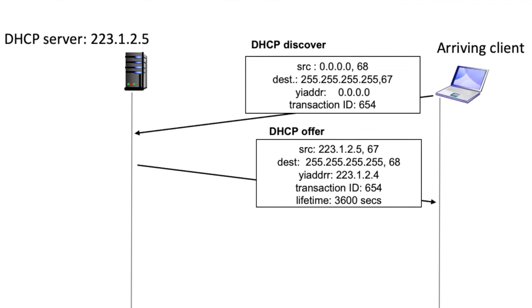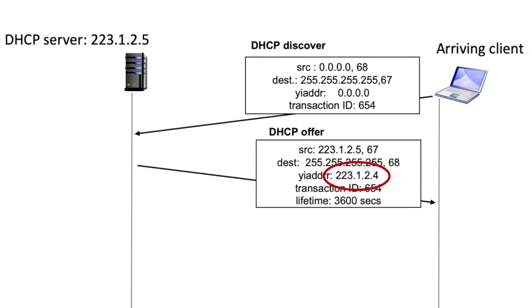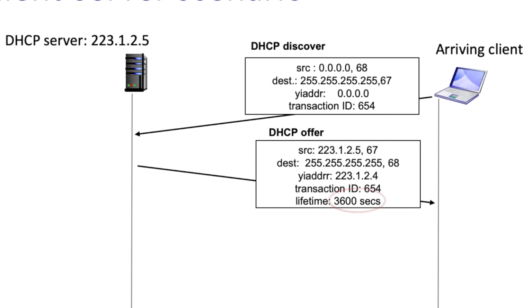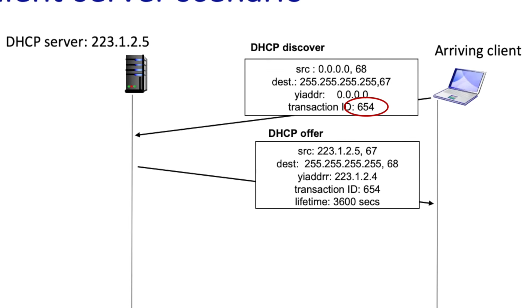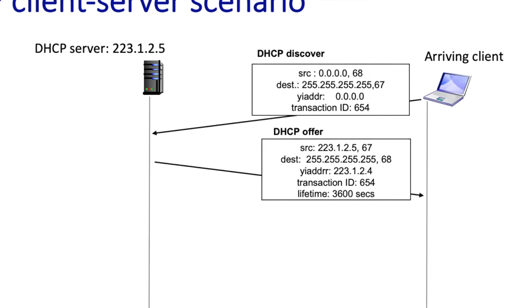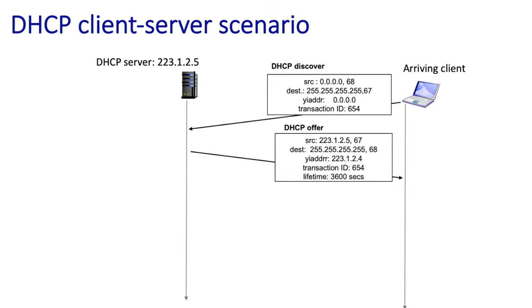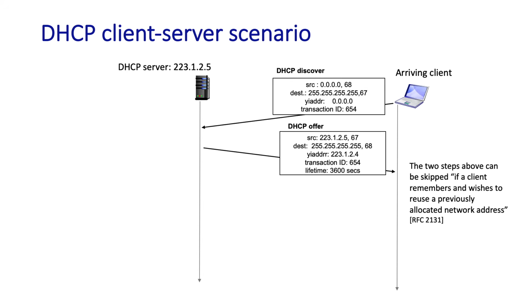The DHCP message contains the IP address that the requesting host can use. That's the YIADDR, your internet address field, and a lifetime, in this case, of 3,600 seconds that the address can be used for. Note that the transaction ID here matches the transaction ID of the initial discover message. That's to say, this is a reply to that message. A client can receive offers from multiple DHCP servers, and this might occur, for example, if there are multiple routers on that subnet. Now, the first two steps that we've seen here are actually optional.